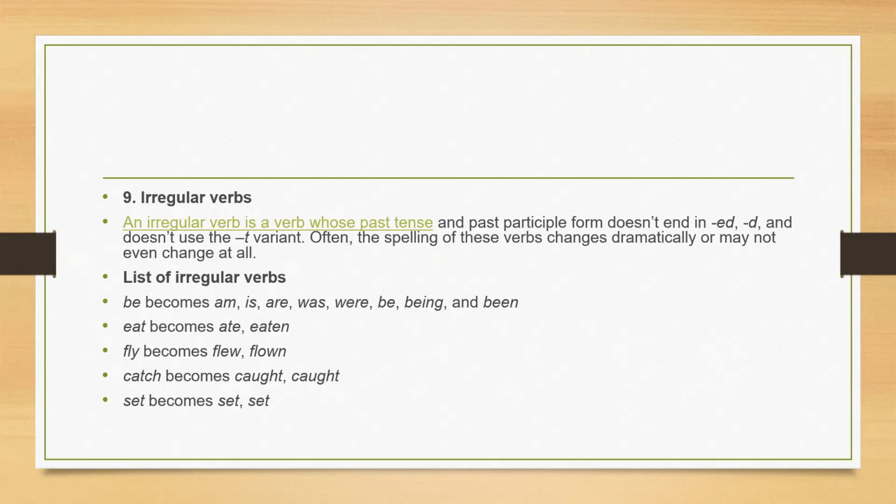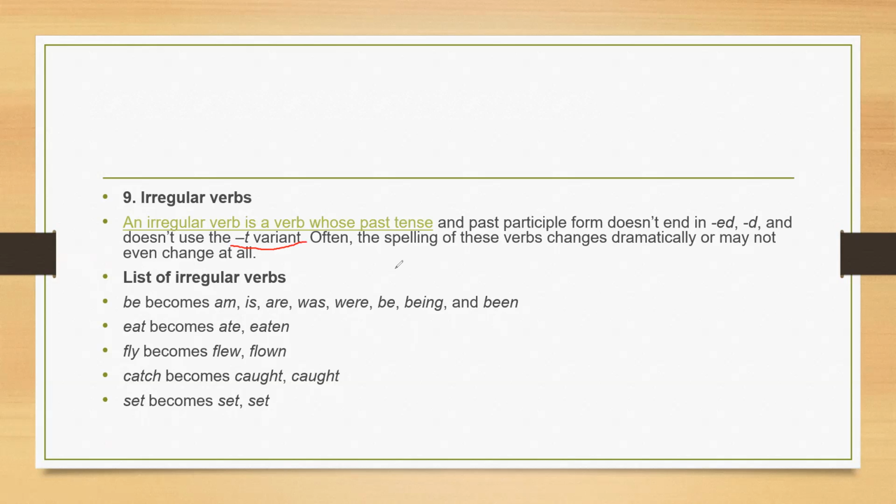Like a list of irregular verbs whose forms do not end with d or ed, and they are saying they're not using the T variant, but I'm not very sure about it. I will check this one and tell you whether irregular verbs use the T variant or not. The spelling of verbs changes dramatically or may not even change at all. So sometimes the spelling of these irregular verbs changes totally, or sometimes they're not changing at all.